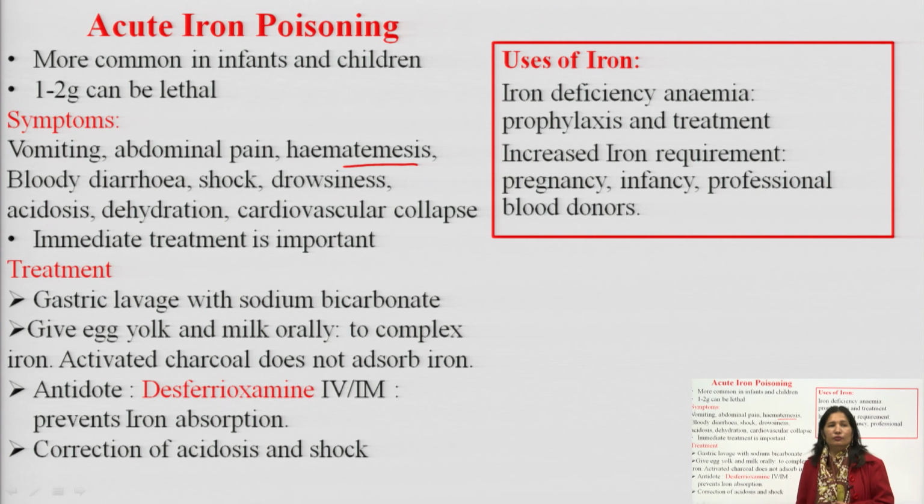We can also give an antidote. Desferoxamine is an antidote for iron poisoning. It can be given intravenously or intramuscularly, which prevents iron absorption. We also need to correct acidosis and shock. So, these are the symptoms and treatment of iron poisoning.